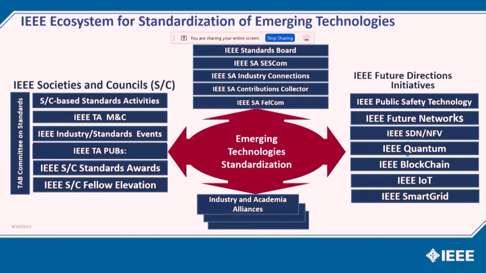So you see initiatives here which produced a lot of standards using RRSAs, starting from smart grid, IoT, blockchain, quantum, SDN, NFV, and future networks. There are dozens and dozens of standards that were produced by RRSAs, and now public safety technology. It's a new initiative.